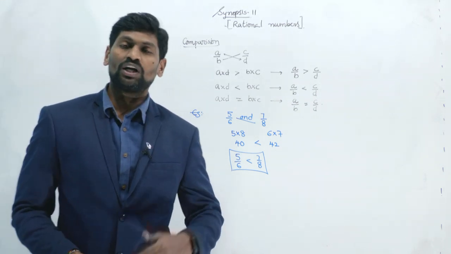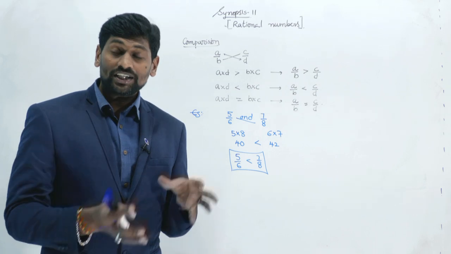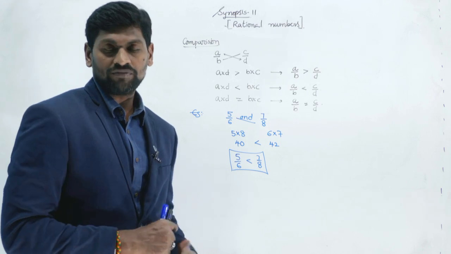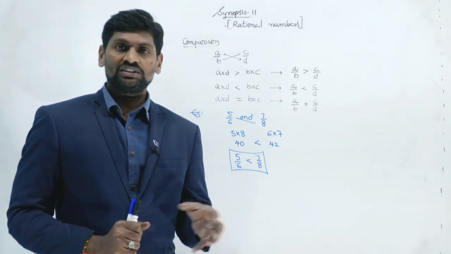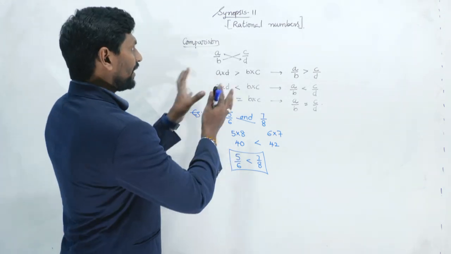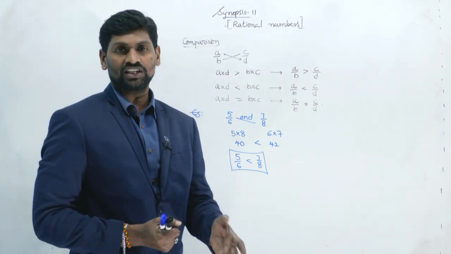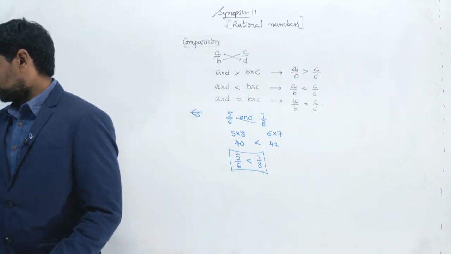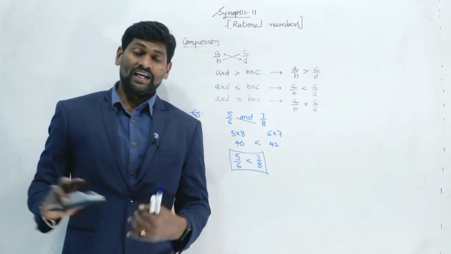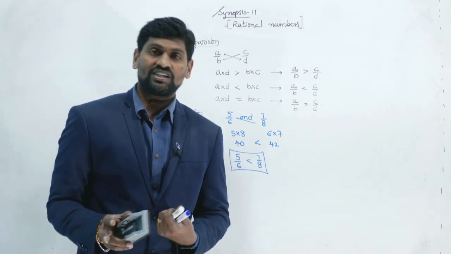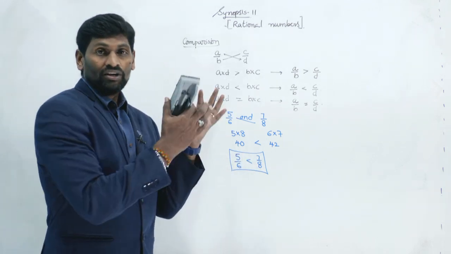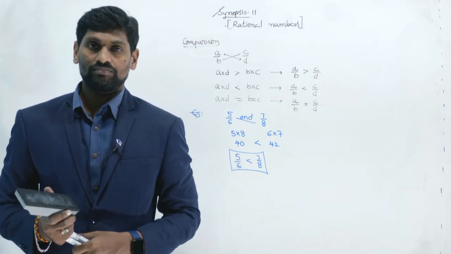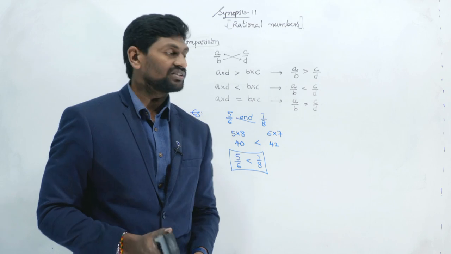So what we discussed: what rational numbers are, what positive rational numbers are, what negative rational numbers are, and the standard form of a rational number. Then we discussed the comparison between any two rational numbers. Now one more point we have to discuss: rational numbers on the number line. At the same time, if you take any two rational numbers, how many rational numbers come in between? That point also we need to discuss.